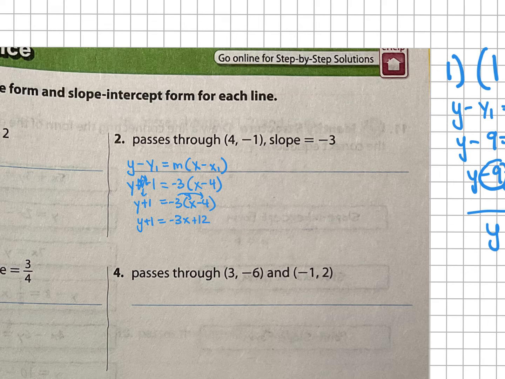Let's move that positive 1 over to the other side. And when it moves over, it becomes a negative 1. So now we have y equals negative 3x plus, 12 minus 1 is 11. So we had two ways to write it. We had this way, and we had this way.